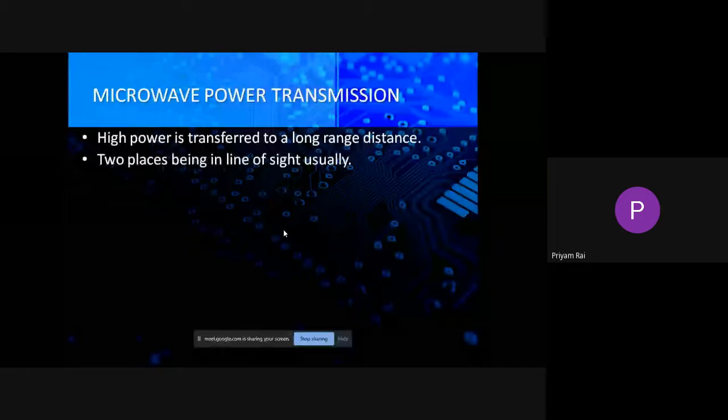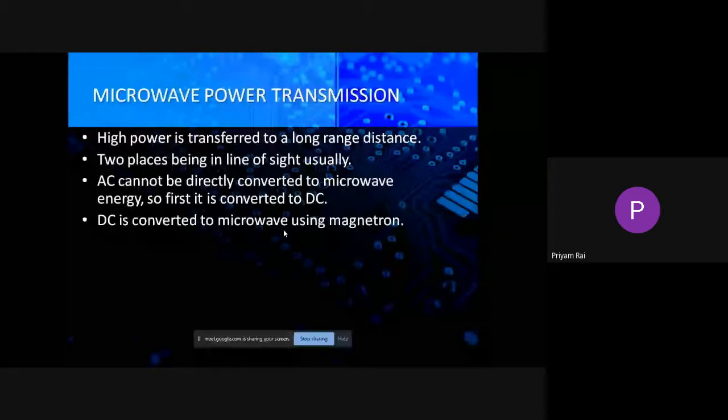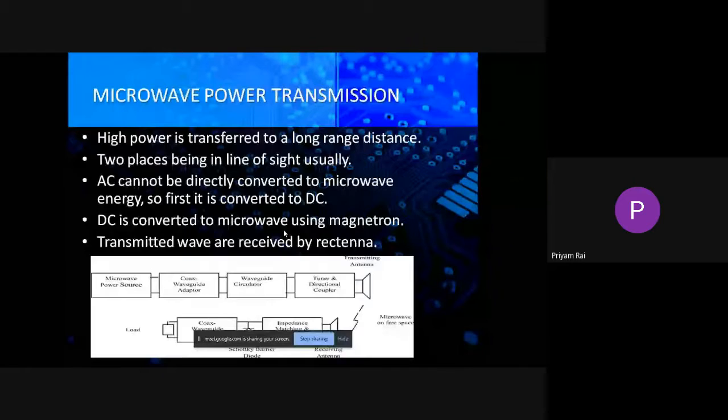AC cannot be directly converted to microwave energy, so it is first converted to DC. Then DC is converted to microwave using a magnetron. Then these transmitted waves are received by a rectenna. Here you can see the block diagram of the microwave power transmission.